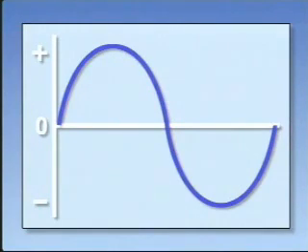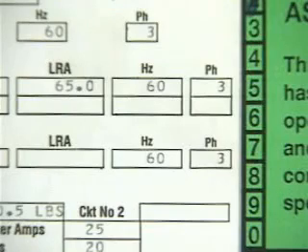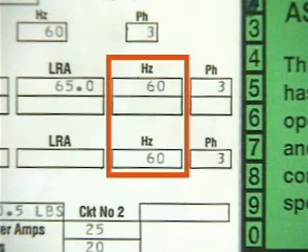The number of cycles that occur in 1 second is the generator's frequency and is measured in hertz. So 60 cycles per second equals 60 hertz. It's important for a generator's speed to be consistent. Equipment that uses or produces electricity is usually designed to operate at a specific frequency. If the frequency changes, the equipment can be damaged.